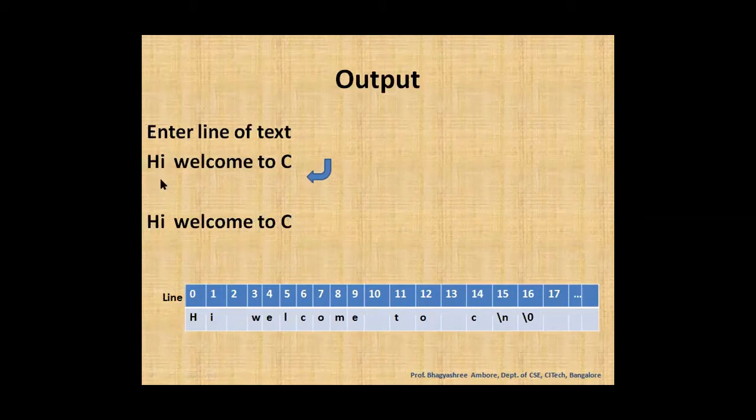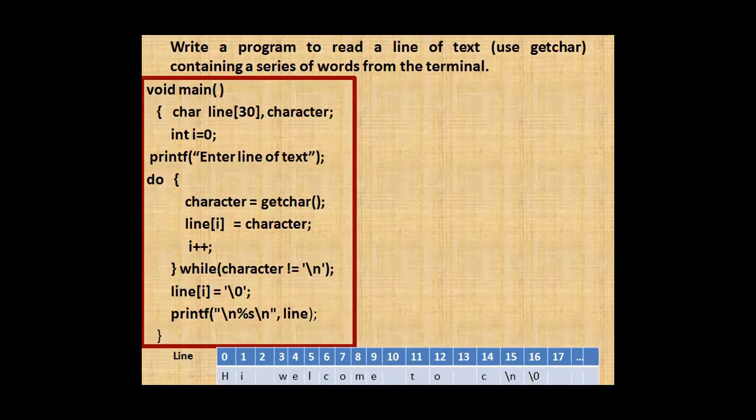Now how is this possible? Using the getchar function, which has the capacity to read only one character at a time. For that we have used a do while loop, and we are checking the condition: while character is not equal to the new line character. When you press the enter key, the new line character is used. We are checking whether the user has entered the enter key. If yes, then stop. If no, keep on reading characters.